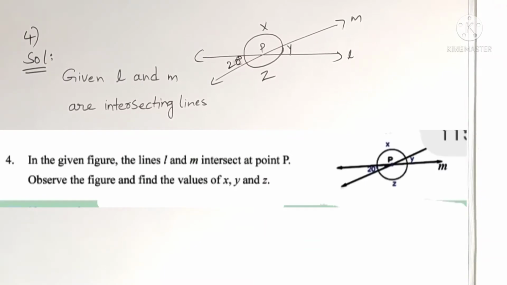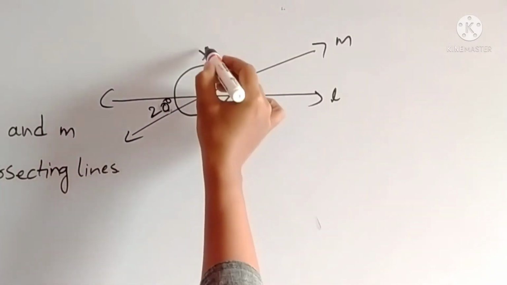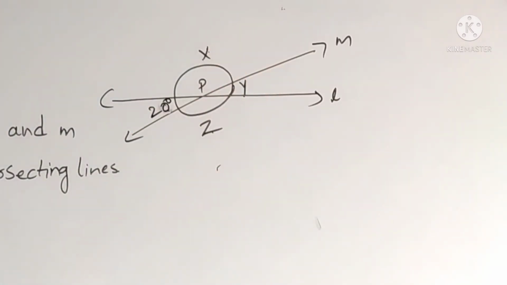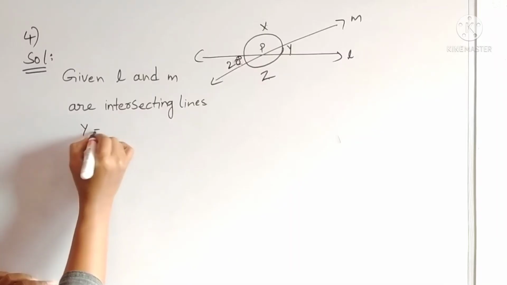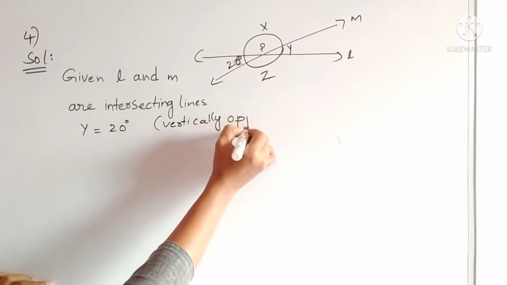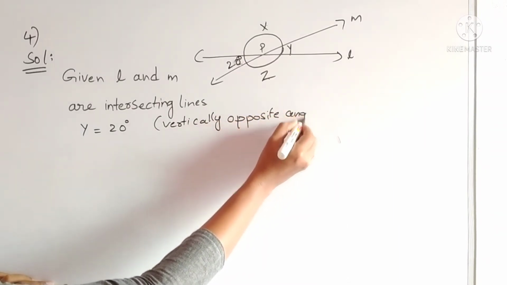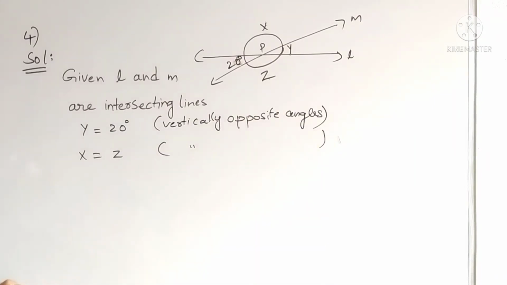Fourth problem, in the given figure, the lines L and M intersect at a point P. Okay. So here L and M are intersecting at a point P. Now observe the figure and find the values of X, Y and Z. So here X and Z are vertically opposite angles. And this Y and 20 are also vertically opposite angles. So we can write now Y equals 20 degrees. Vertically opposite angles are equal, so they are equal. Similarly, X is equal to Z. They are also vertically opposite angles.